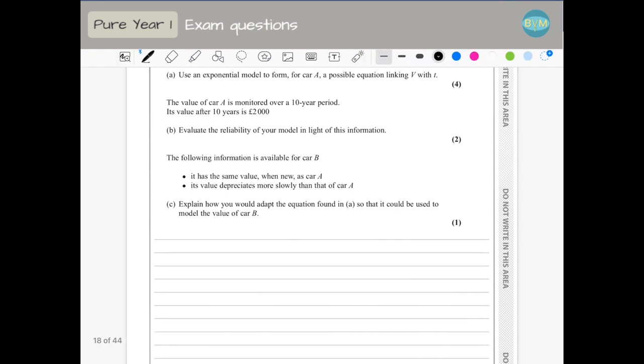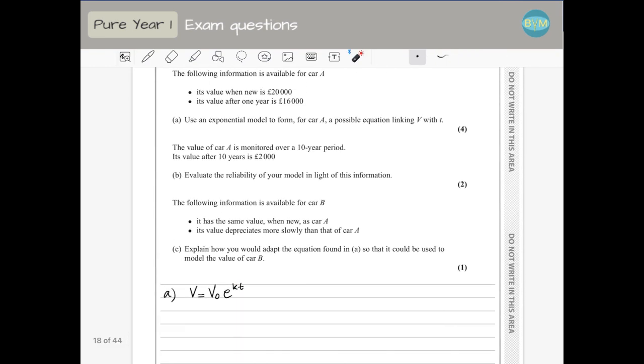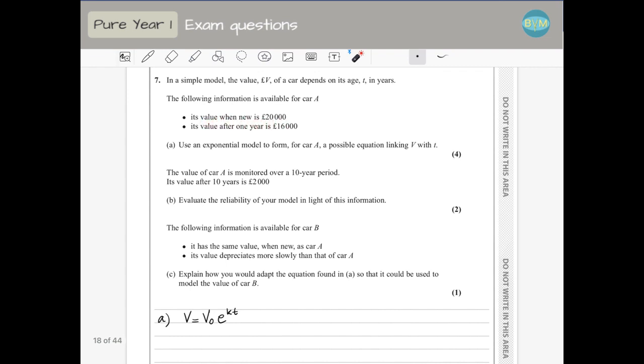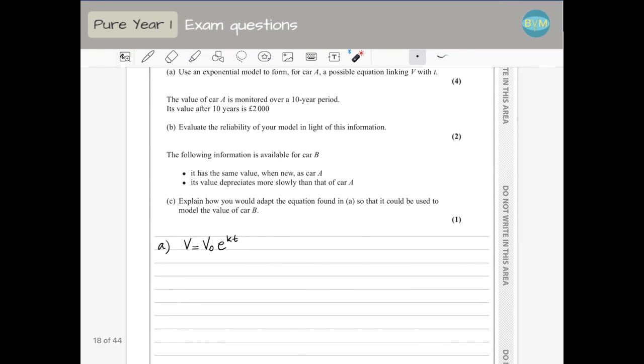So this, if it's exponential, is going to look something like V is going to be equal to a constant, e to the power of another constant. I'm going to call this constant V0 because it's going to be the initial value anyway. And this constant that I have here is going to be negative because the car, I imagine you know that, but even if you don't, with these details you will know. So the value when it's new is 20,000, after a year is 16,000. So the value of the car is decreasing with time.